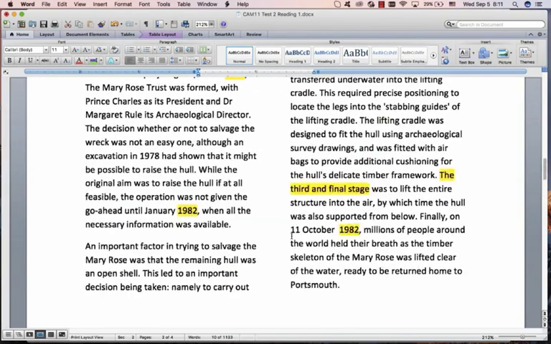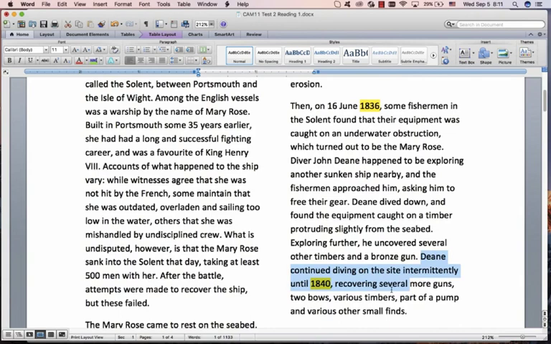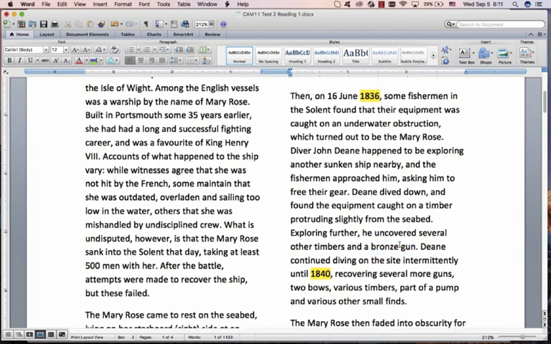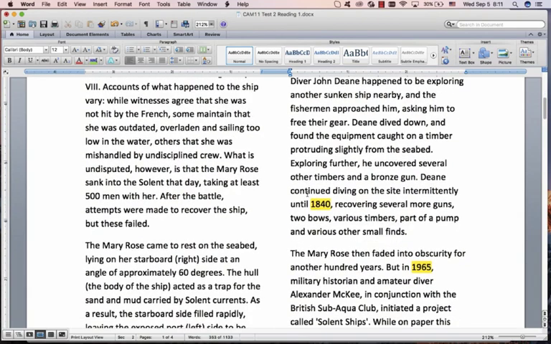What happened in 1840? Dean continued diving. Okay, so you should probably read this. Who's Dean? He's a diver, and the fishermen approached him and asked him to help them to free their nets, their gear. Gear means equipment. So then he dived and found the equipment, and he explored more, and he found several things from this ship, including a gun. Then, here's our sentence. He continued diving on the site until 1840, and he found all of these things.